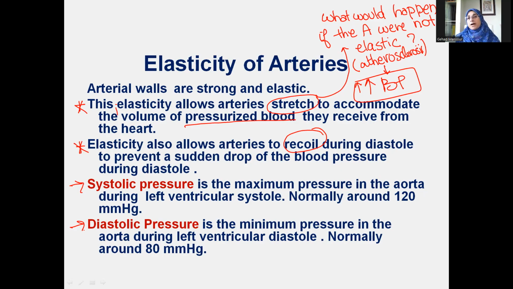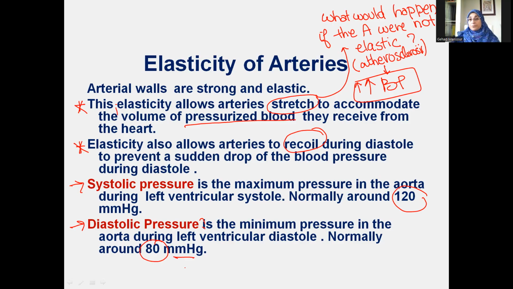We define and determine the blood pressure by two values. We have the systolic pressure, that is the maximum pressure in the aorta during left ventricular systole, and it is usually around 120 millimeters mercury, and diastolic pressure, which is the minimum pressure in the aorta during diastole, which is around 80 millimeters mercury normally.